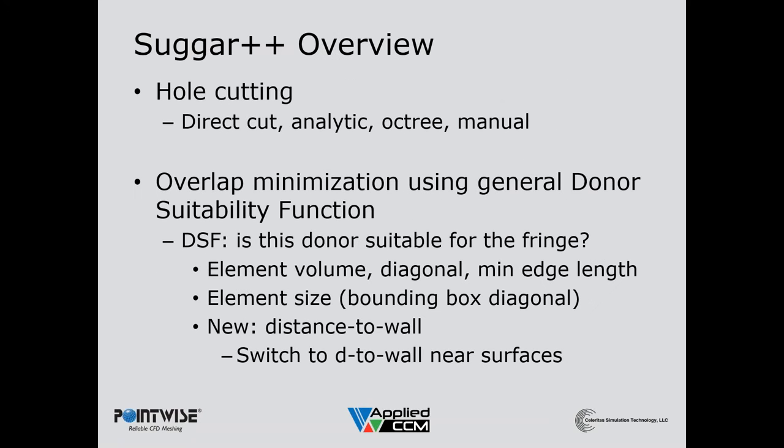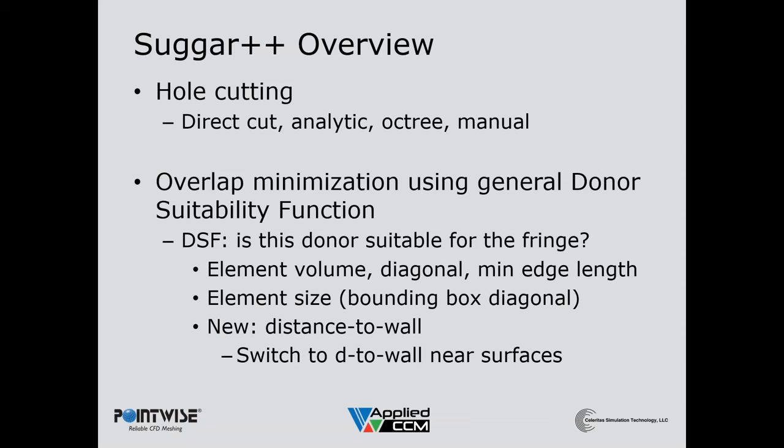Suggar++ has a variety of methods for hole cutting to provide the flexibility, accuracy, and speed that you need for your simulation. It has an overlap minimization process that uses a concept I call the donor suitability function, or DSF, that tries to answer, is this donor suitable for, or the best for, this fringe point? The DSF can be geometry-related quantities such as element volume, edge length, etc. There are cases where one type of DSF will work better than another, and we have the options to give you the assembly that meets your requirements.